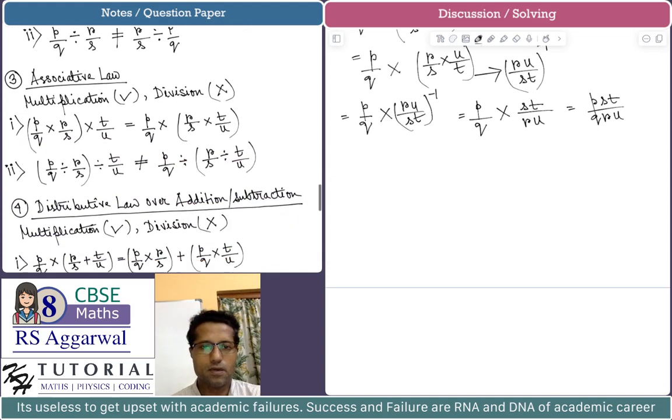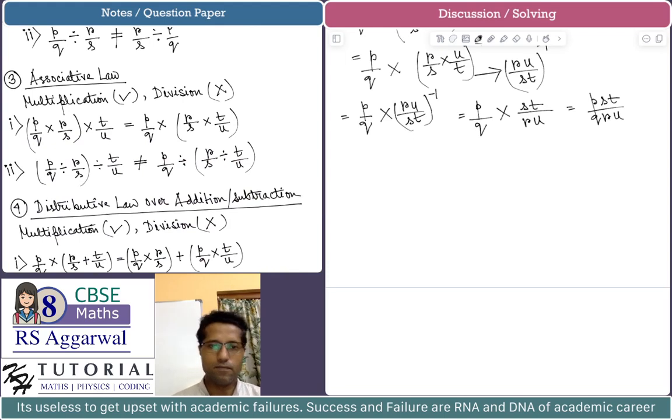Associative law. Now what is associative law? That is, when you are applying an operation on three rational numbers. So in this case we are talking about multiplication and division. If you multiply three rational numbers, let's say p by q, r by s and t by u, then you can change the grouping. That is, first you can multiply r by s with t by u, and that result you can multiply with p by q.